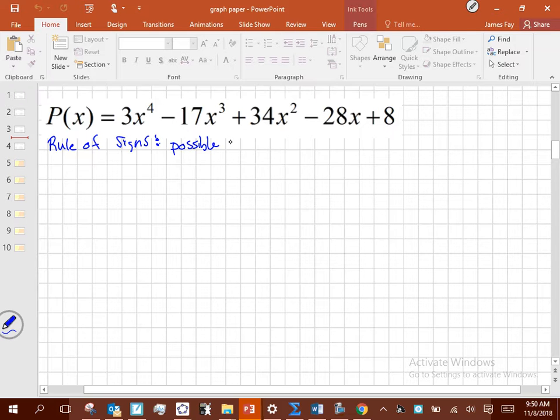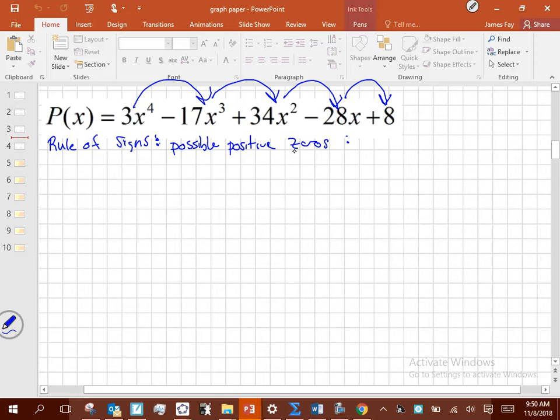The rule of signs says the possible positive zeros will equate to the number of sign changes in P of X. So if I look at P of X here, go from a positive 3 to a negative 17, negative 17 to a positive 34, positive 34 to a negative 28, and a negative 28 to a positive 8, right? So there are 4 sign changes there, 4 variations in signs, which is what the rule uses.